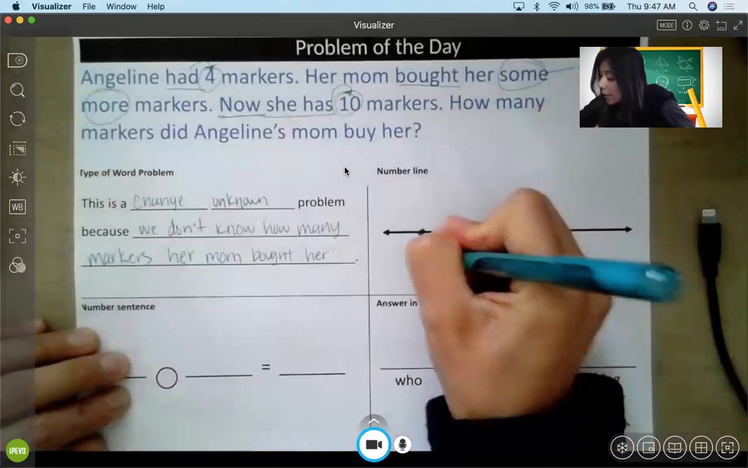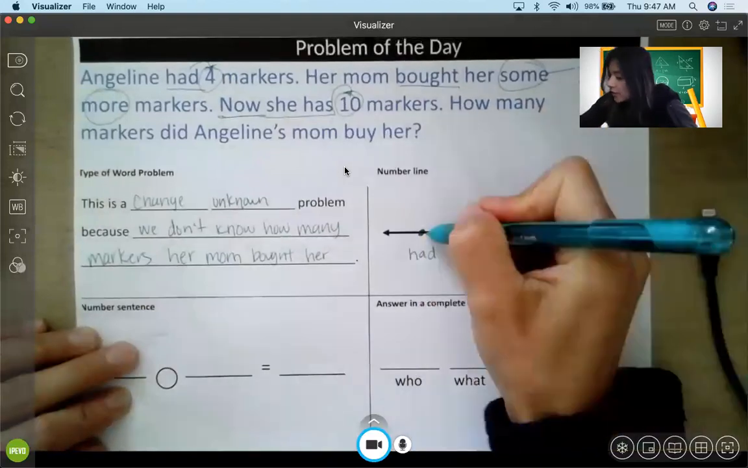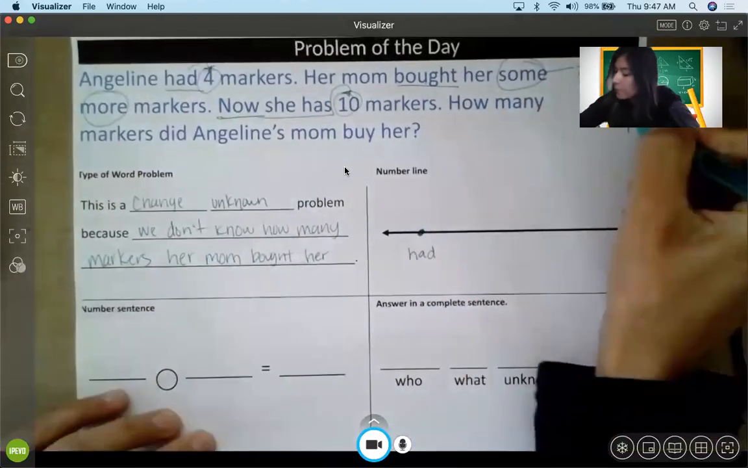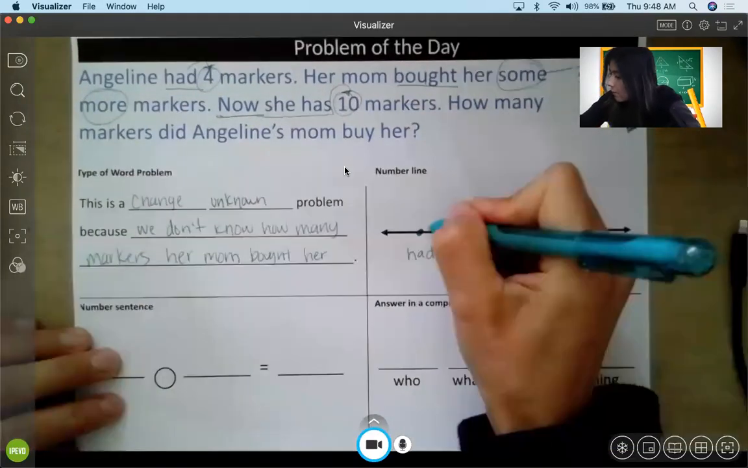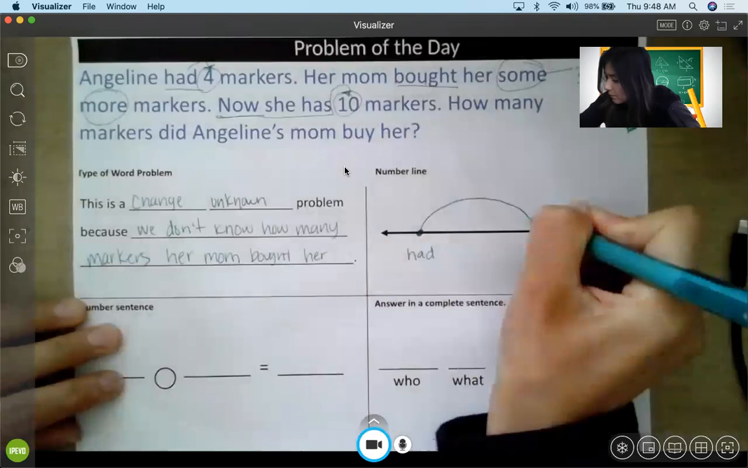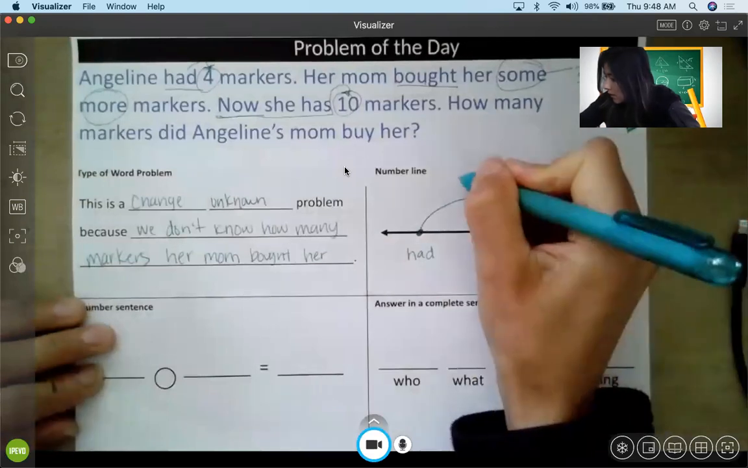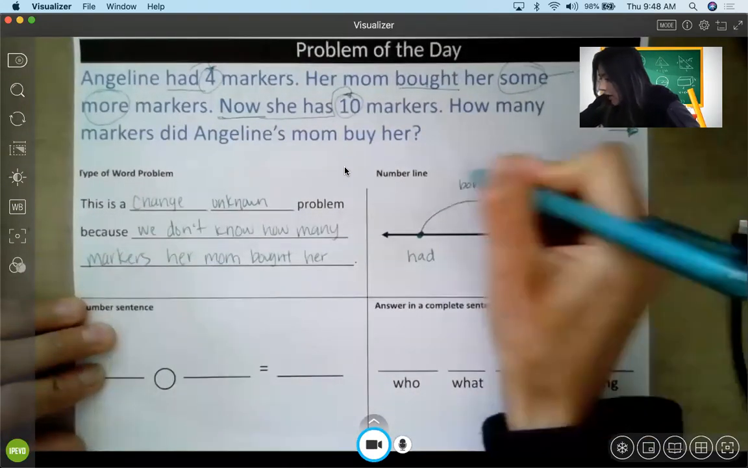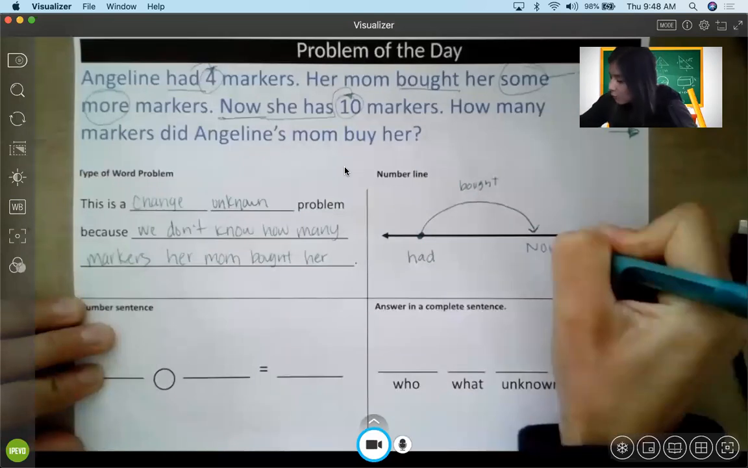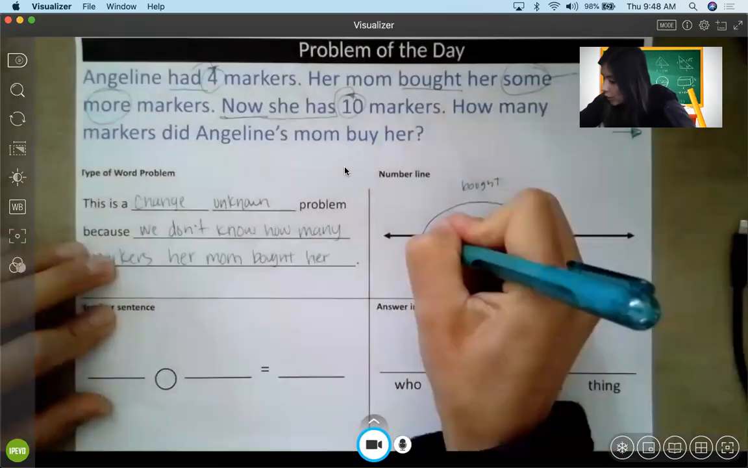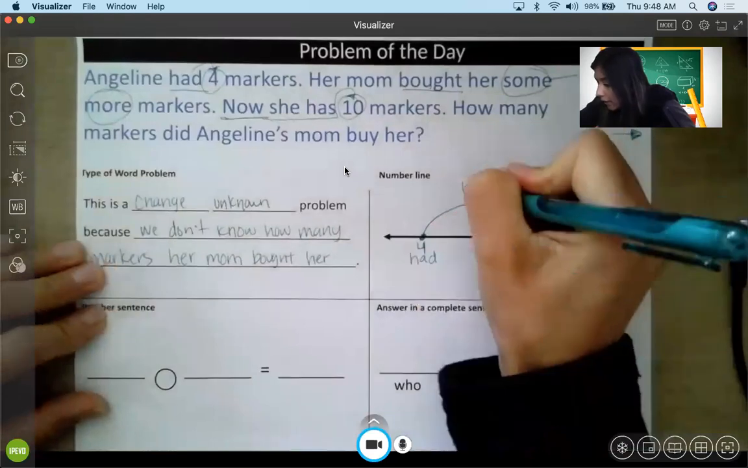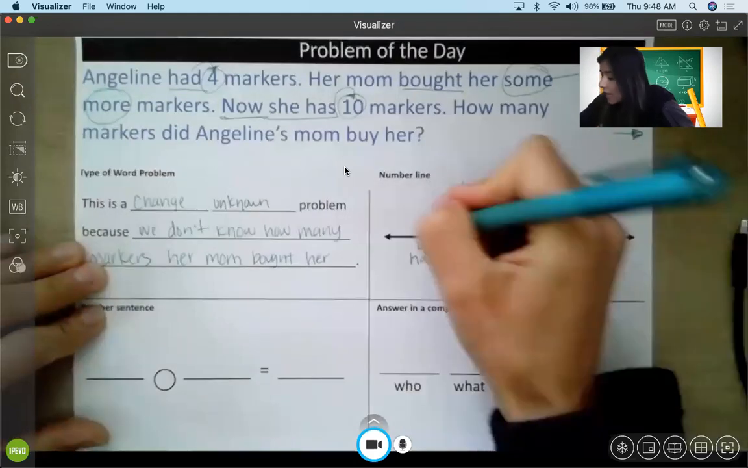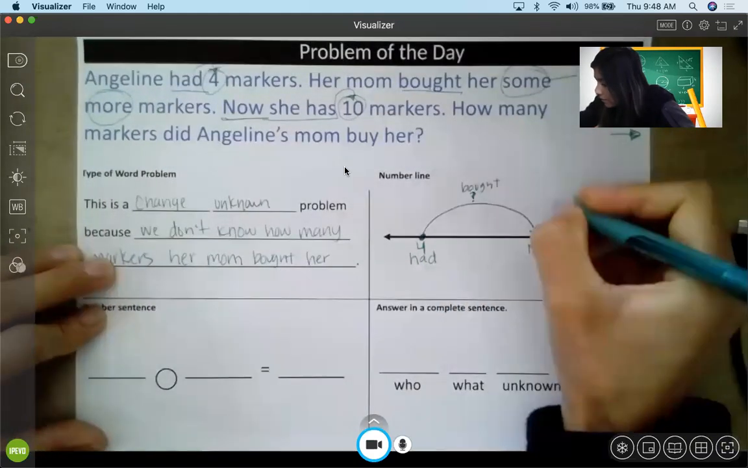And then her mom bought her, and because it's bought, we know that it's a joining problem, and whenever we join, we go forward on the number line, right? So her mom bought her some more. And as a result, after her mom bought her some, now she has, so let's go ahead and label it. She had 4. Her mom bought her some, we don't know how many yet. But as a result, after her mom bought her, now she has 10. Let me go ahead and put that.